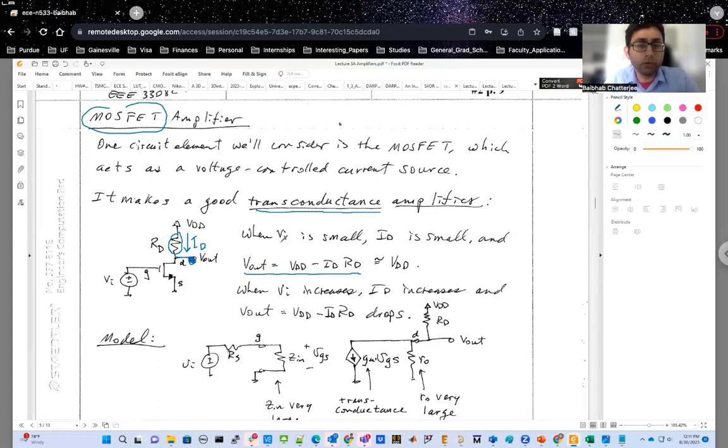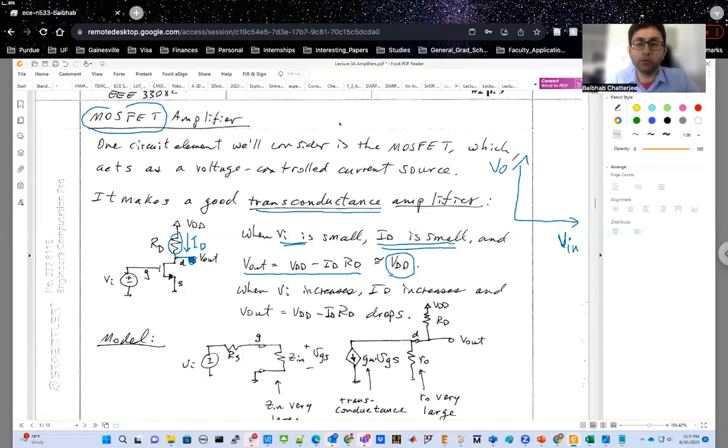Now, when input voltage is very small, your current will also be small, because this is just a transconductance amplifier. If you provide a small voltage input, the output current will be small. If you provide a large voltage input, the output current will be large. So when ID is small, or when input is small, your output is almost equal to VDD, because this ID times RD term will be very, very small, which means that if your input is small, your output will be large. So let's draw the VTC, voltage transfer characteristics, again.